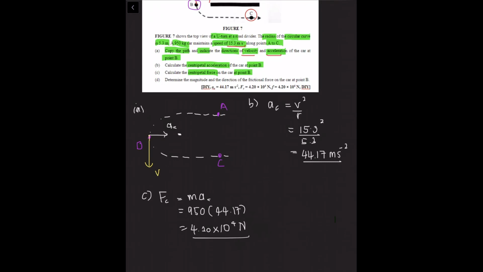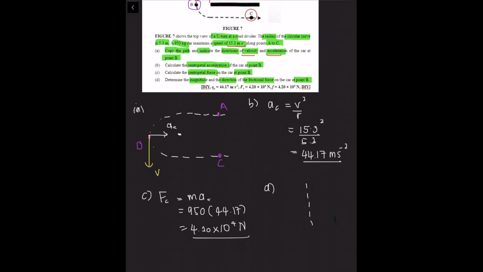Next, the last question. Determine the magnitude and direction of frictional force on the car at point B. Where does the frictional force come from? If you cannot find it, let's figure out the forces that are acting on the car at point B. So this one is question D.